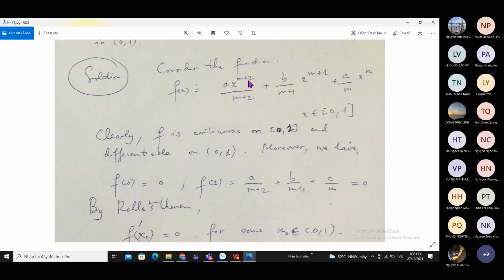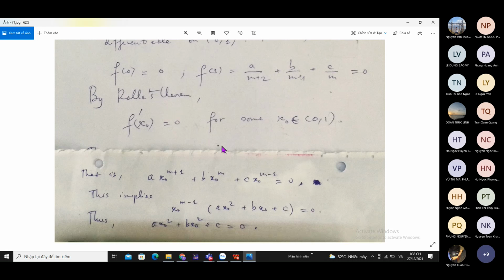Derivative of x to the m plus 2 gives you m plus 2 times x to the m plus 1. And that's why the derivative of the first term gives you a x to the m plus 1. Derivative of x to the m plus 1 with respect to x gives you m plus 1 times x to the m. And that's why the derivative of the second term gives you b x to the m. Similarly, the derivative of the last term gives you c x to the m minus 1. And that's why f prime of x0 gives you something like this.